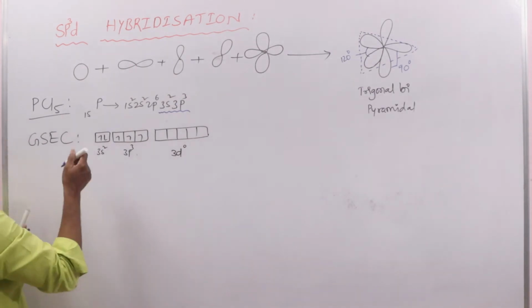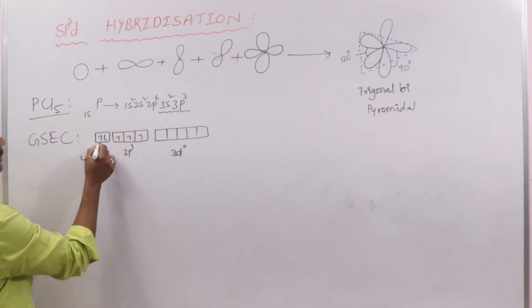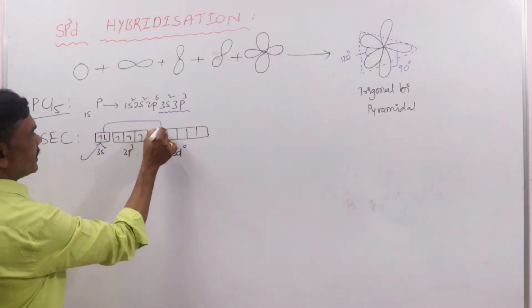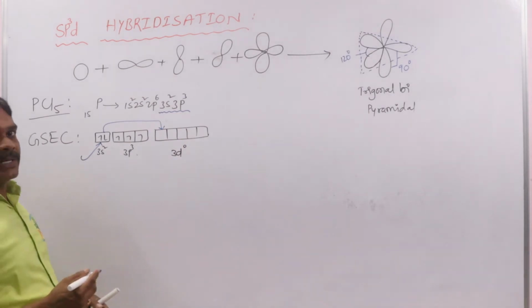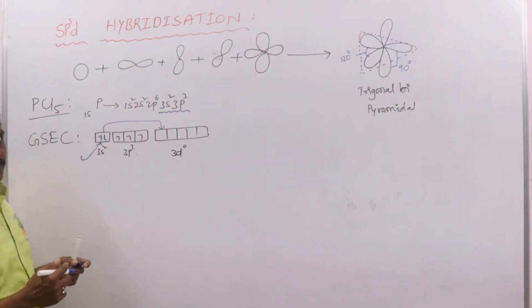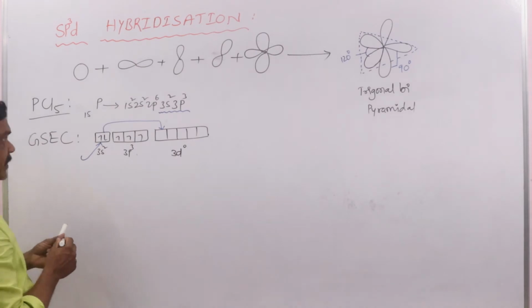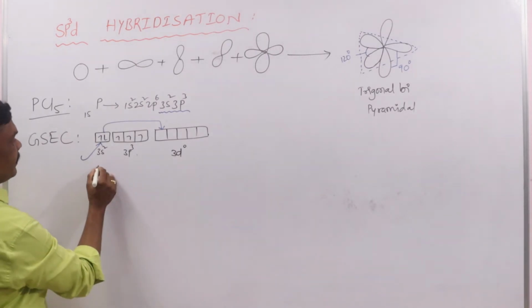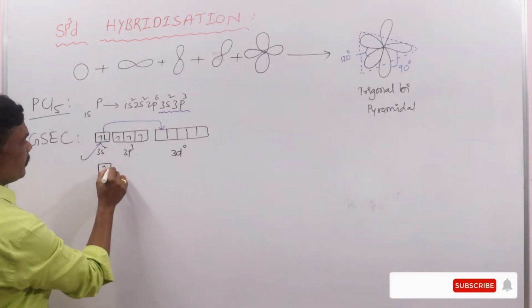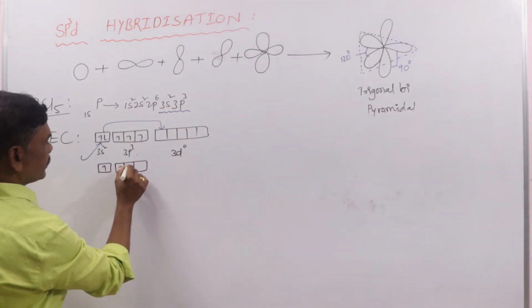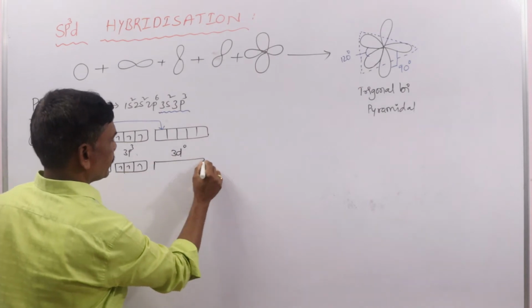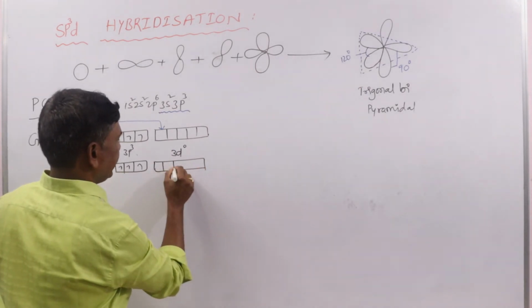When we give energy, an electron is excited into the d orbital. This process is known as excitation. So that we are getting an electronic configuration like this: 3s1, 3p3 and 3d1.